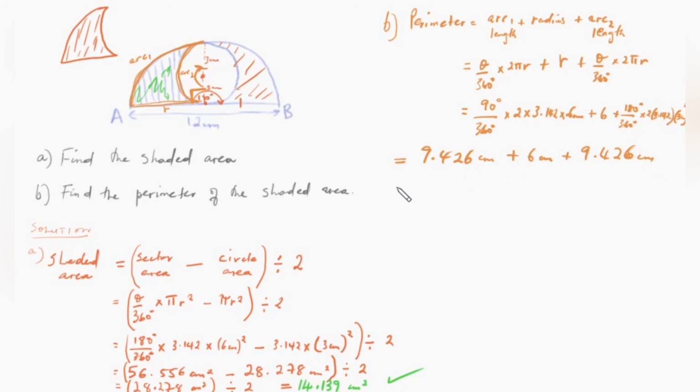Now, what we need to see here is this. We added these things. We get 24.852 centimeters. This is the perimeter. Okay? All right.